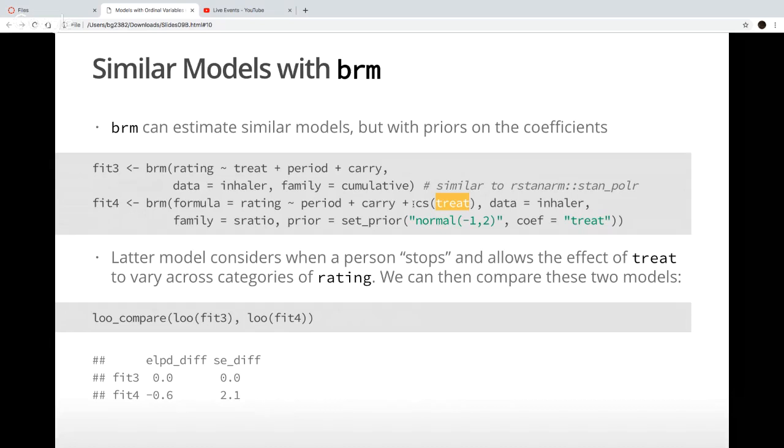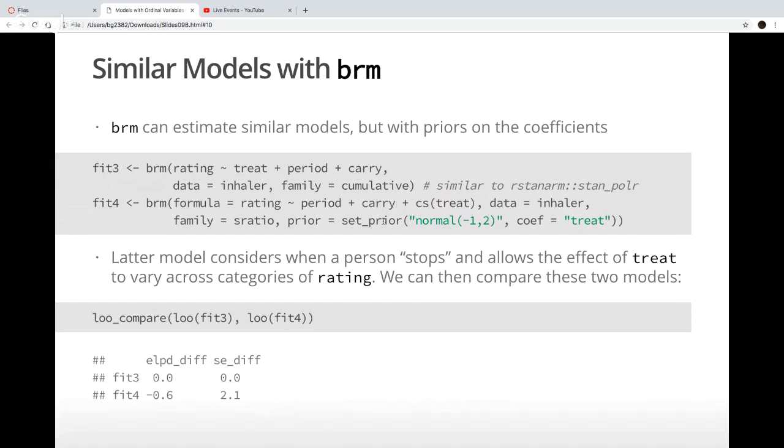Also, you can use different families. So this is S ratio. It's a different type of ordinal model, a different sort of likelihood than this sort of proportional odds one that we did before. If we're talking about logit, there's a few different likelihood functions for ordinal outcomes that you can read about in the BRMS documentation that make somewhat different assumptions about the data generating process, but they all apply to ordinal variables. So we can estimate both of those.